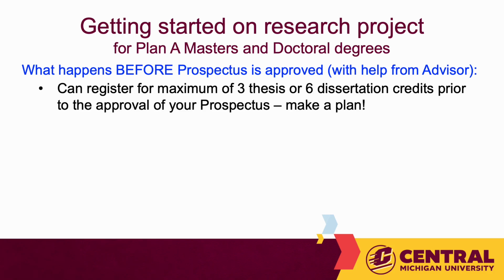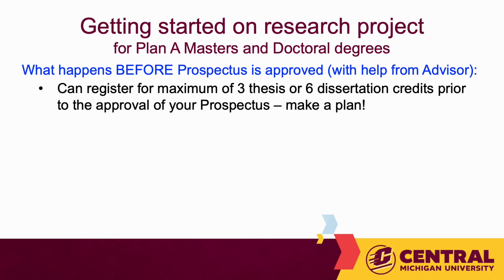So one of those helpful tips is to make sure everybody understands what can happen before your prospectus is approved. Your prospectus is basically the proposal of what kind of research you plan to carry out, and you get help from your advisor to write that prospectus. And it usually takes a bit of time. Depending on your program, it might take 1, 2, 3, or even 4 semesters to write that prospectus. But what's important to know is you can register for a maximum of only 3 thesis credits or 6 dissertation credits prior to the approval of your prospectus.